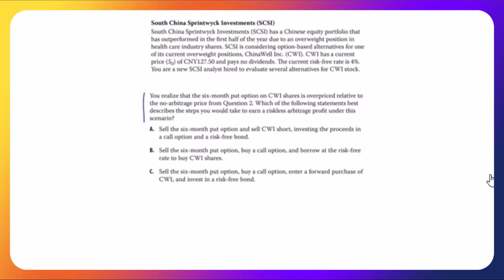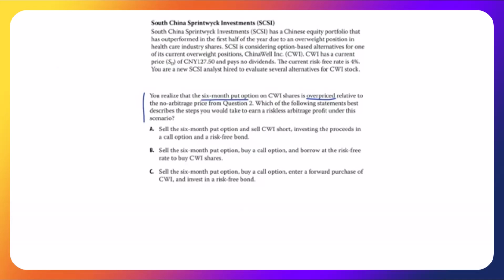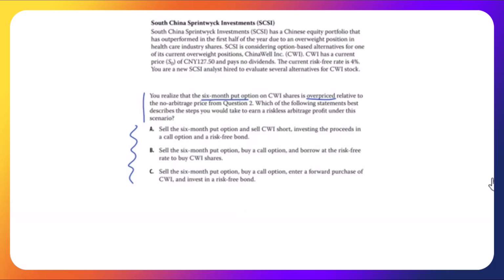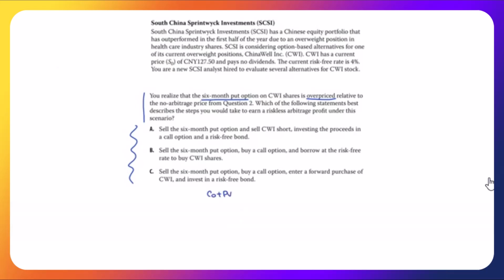Going to be C. You realize that the 6 month put option on CWI shares is overpriced. Ooh, exciting scenes. Relative to the no arbitrage price from question 2. We don't really need that price because we're not asked for numbers. We just need to know the actions we're going to take, the positions we take. Which of the following statements best describes the steps you would take to earn a riskless arbitrage profit under this scenario? It is once again put-call parity. C0 plus PVX is P0 plus S0.